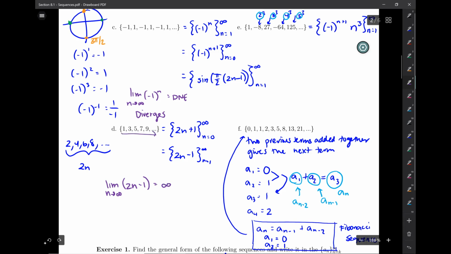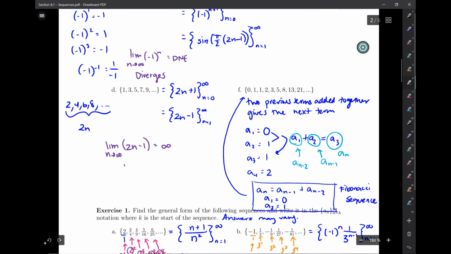You can also see that when you just look at the terms of the sequence. They just increase by 2 every time, and there's not going to be any limit to that increase. It's just going to keep increasing and increasing without any bound. And so this limit is infinity, and so we would say that this sequence diverges.